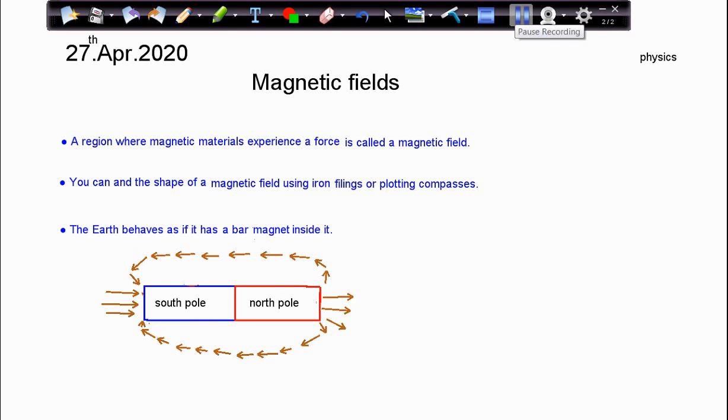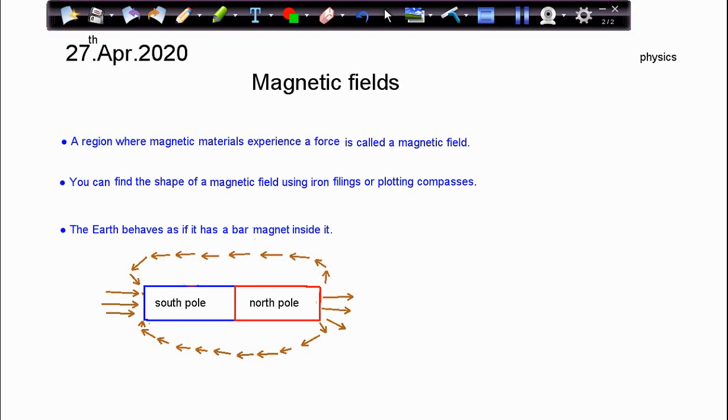So after the video that you saw, let's go to the summary of the lesson. Magnetic fields. A region where magnetic materials experience a force is called a magnetic field. You can find the shape of a magnetic field using iron filings or a plotting compass. And we said the plotting compass is a very small compass that is used to find directions. The Earth behaves as if it has a bar magnet inside it, but of course it doesn't, but it acts like this because it attracts the North Pole of the magnet to its North Pole.